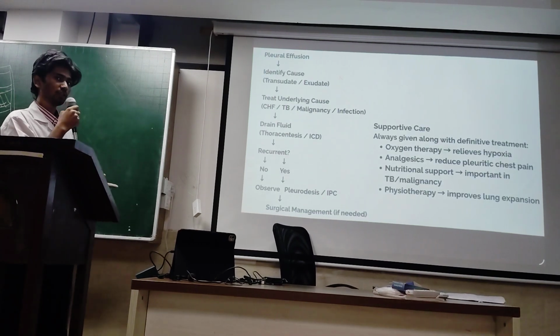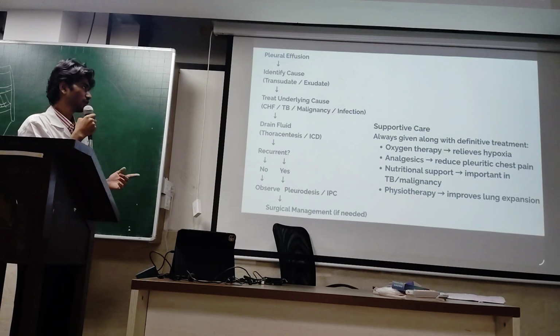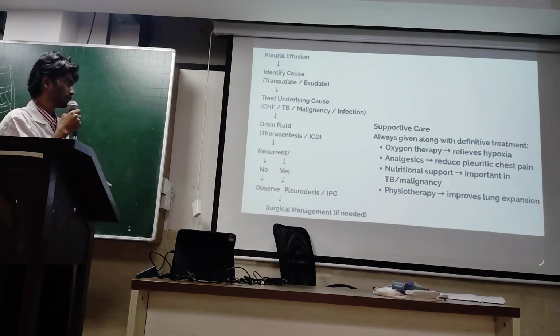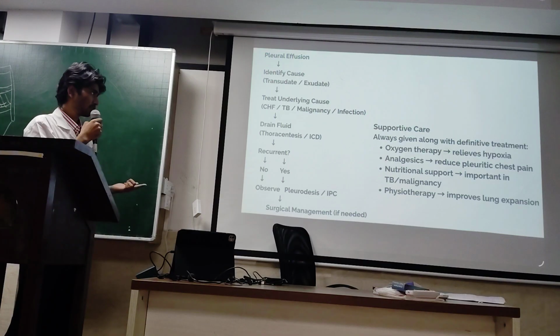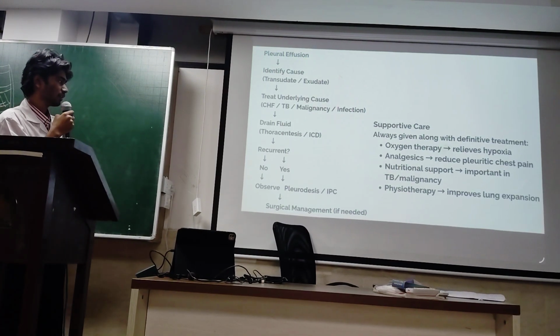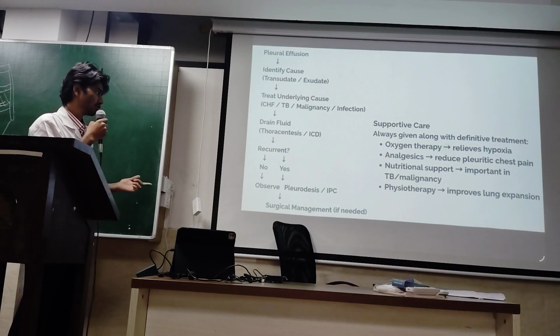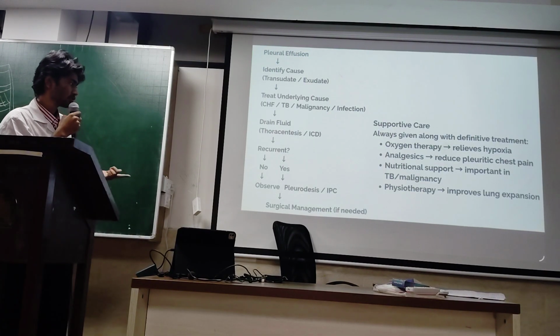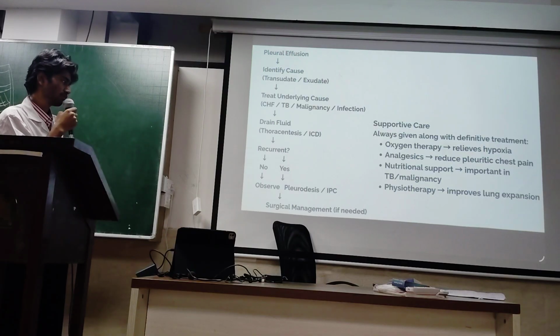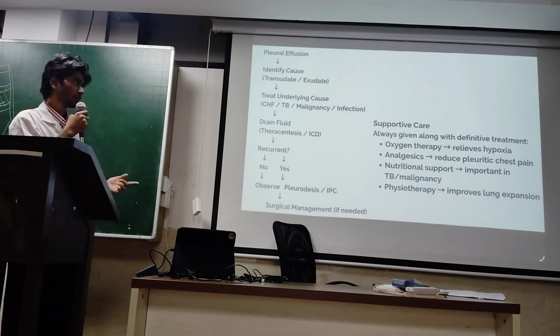The following is a flow chart which summarizes all of these. If the person has pleural effusion, we should identify the cause and differentiate it between transudate and exudate, and then treat the underlying cause, and then drain the fluid. And if the fluid is recurrent, then we should do pleurodesis, and if it also fails, then we should do surgical management. Coming on to the supportive care.